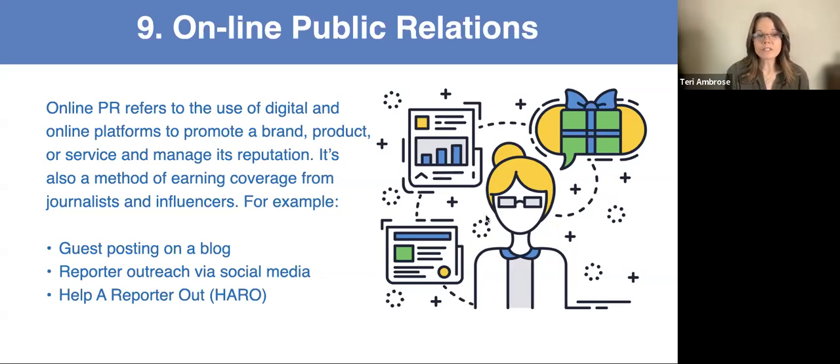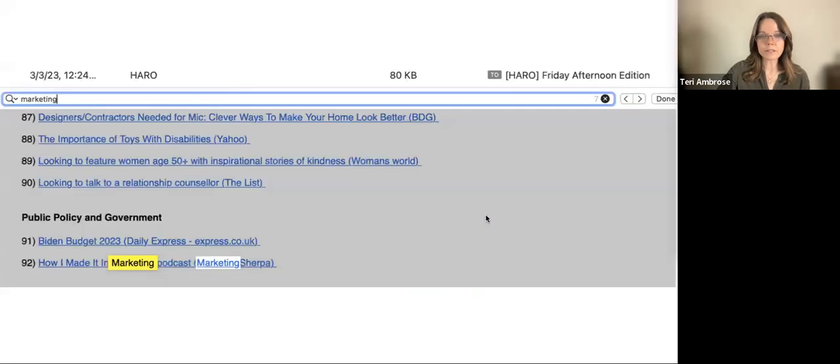You can reach out to reporters via social media. And I put that in the PDF too, to show you on Twitter, for example, how you would do that. There's something called Help a Reporter Out, HARO. And basically that matches up reporters with experts in their field. When the reporter needs something, they put out there, hey, I'm looking for this. And then people reply to them. And I'm going to show you what that looks like.